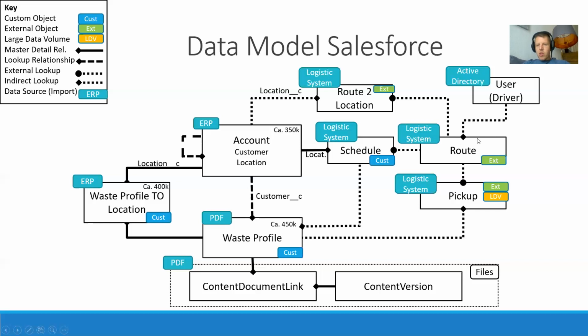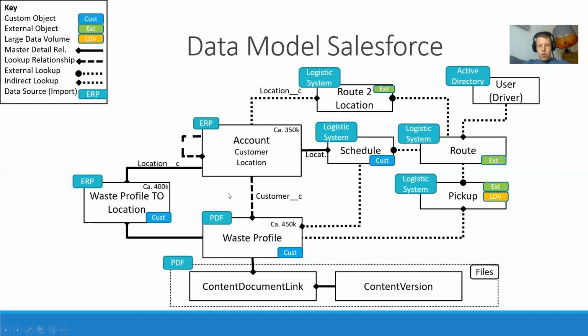And the route also has a driver. This is a user. The users are imported from Active Directory. So again, here we have an indirect lookup relationship. And one location can be part of many routes, and one route has many locations. Therefore, we have a many-to-many junction with a junction object, which is also external, controlled by the logistics system. And therefore, we have, again, two external lookup relationships here.